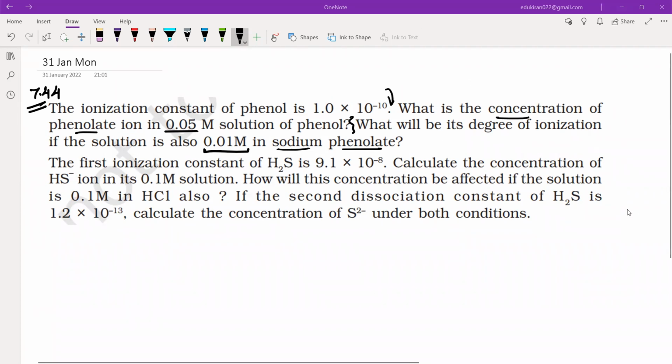So these type of questions we will discuss today. Okay. What will happen if I add two different chemical species in a solution?